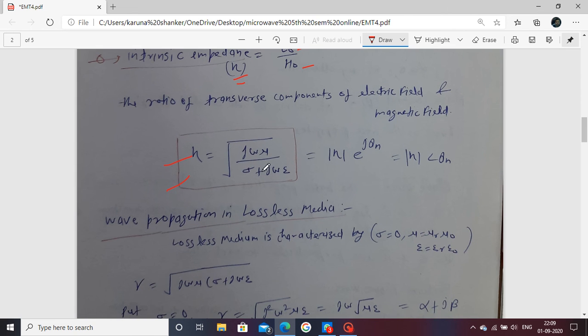This one is your intrinsic impedance relation. Next, this one is represented by magnitude and j theta, which means this is your phasor term. There is a magnitude value and some angle. This shows you the exponential form, and also the magnitude and angle form. Note this relation.